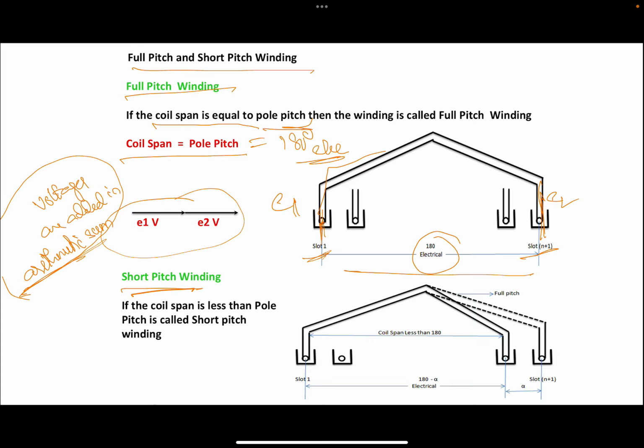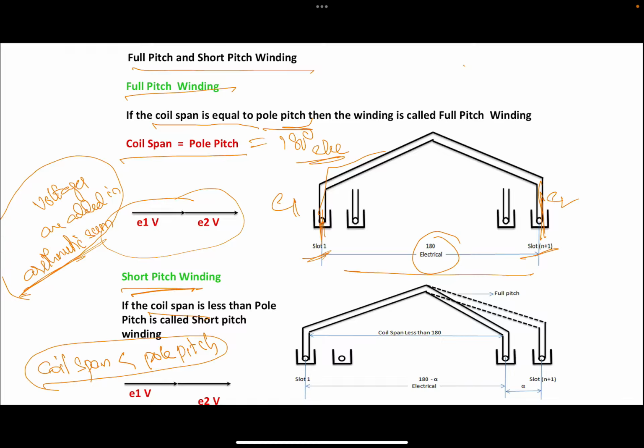What is the heading here? Short pitched winding. The second one is short pitched winding. What is short pitched winding here? If the coil span is less than pole pitch, or less than 180 degrees, then it's a short pitched winding. You can simply write this down here. Okay, you can see this.